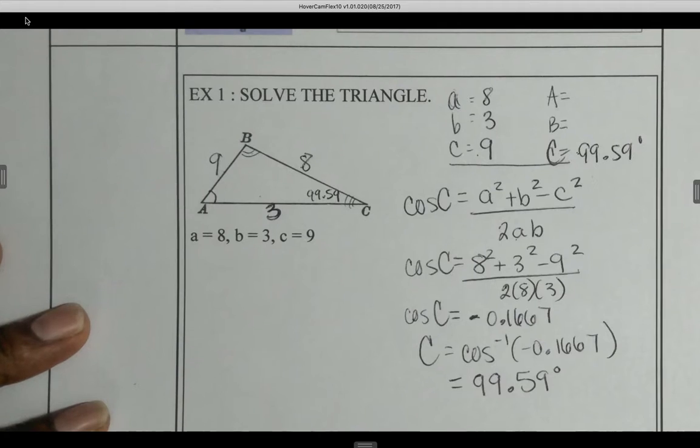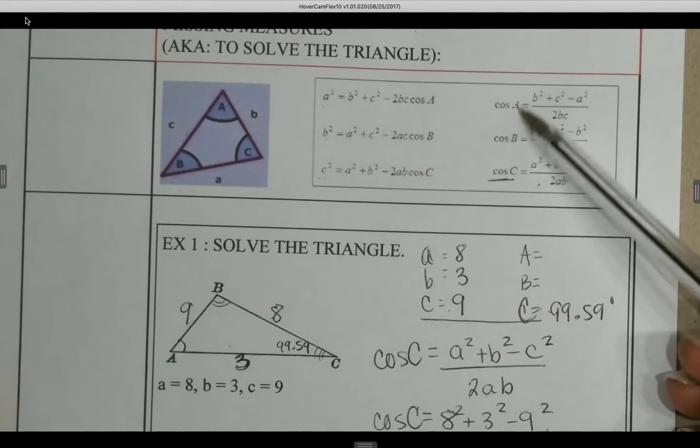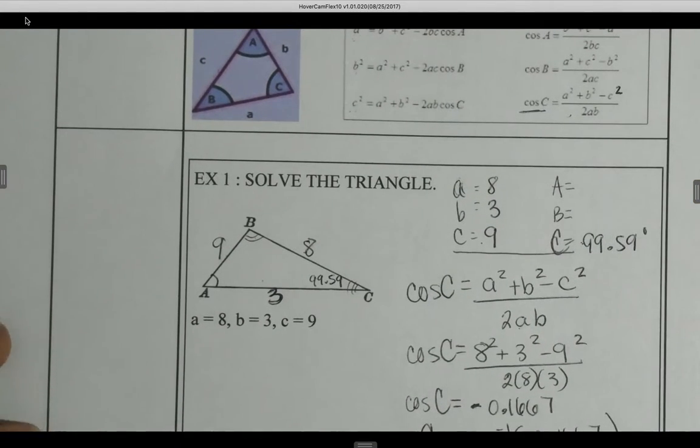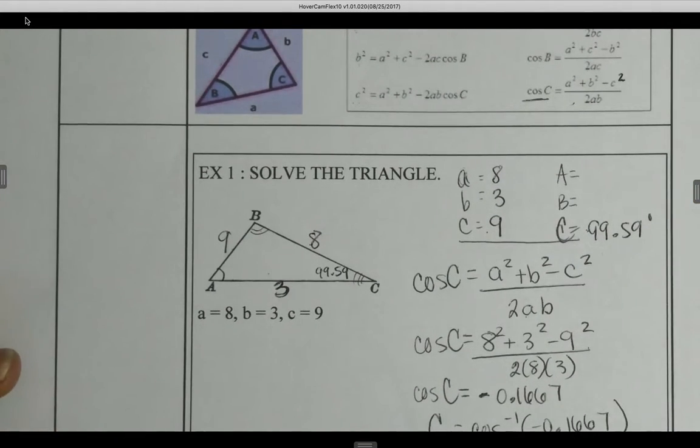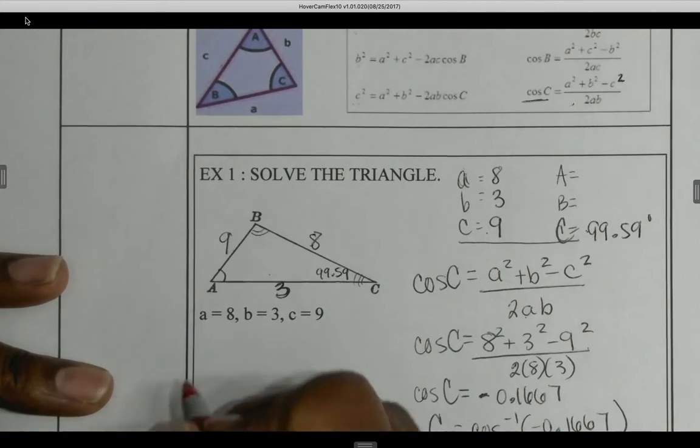And now I can choose to use law of cosines again to find angle B, angle A, or I can use law of cosines to find all my other angles, right? Go up here, or I can go back to law of sines, which I'm going to do. It's just kind of faster and easier. I don't have to plug everything into a calculator.